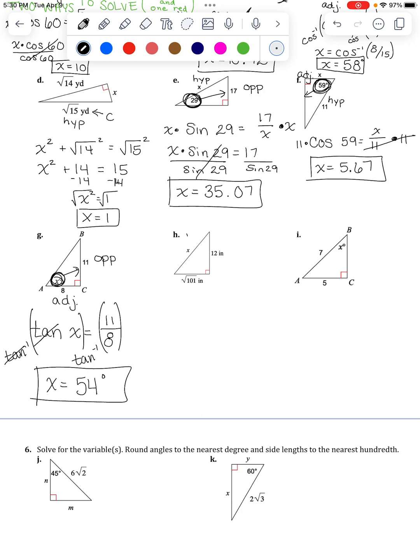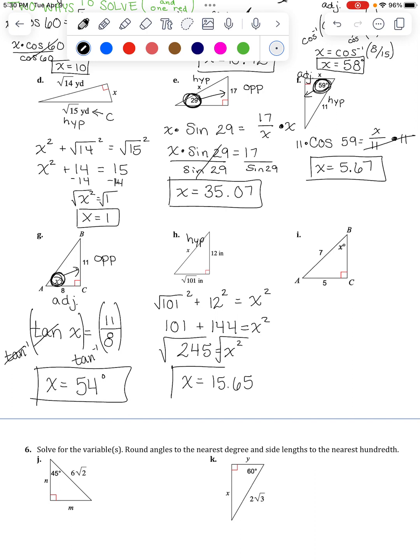H is working with side lengths only, so I'm thinking Pythagorean theorem. That's my hypotenuse. So square root of 101 plus 12 squared equals my x squared. This is 101. This is 144. 101 plus 144 is 245. To get rid of a squared, you take the square root. We get 15.65.